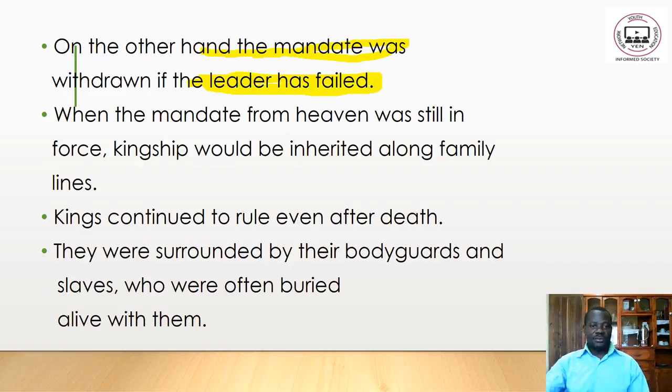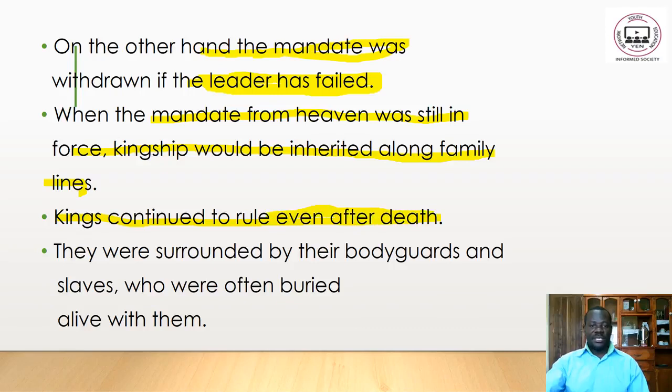When the mandate from heaven was still in force, the kingship would be inherited along the family line. So when the mandate from heaven was still there, if the king died, then his son came in. But if the mandate was withdrawn, then that was the end of that line, to say this family can no longer be the leaders because the mandate from heaven has been withdrawn. And also the kings continued to rule even after death.